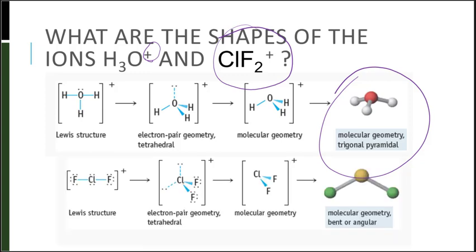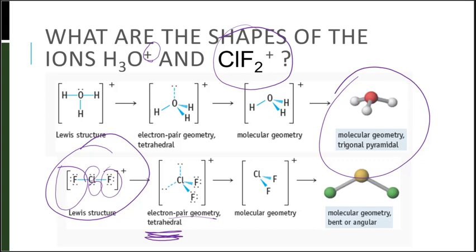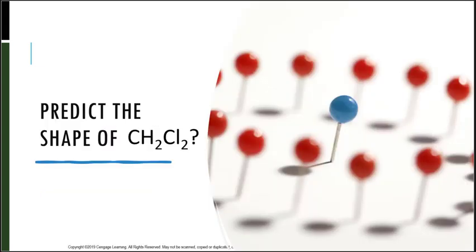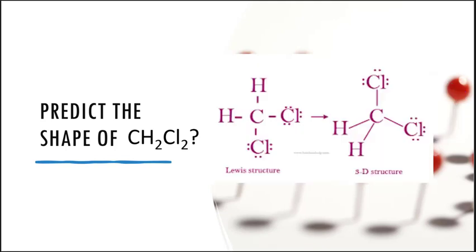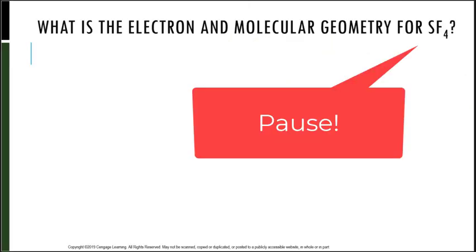ClF2+, hopefully you got that off of that chlorine there was 2 lone pairs and 2 atoms. So its electron pair geometry would be tetrahedral because there's 4 things coming off of it. 2 atoms, 2 lone pairs would be a bent structure. How about CH2Cl2? Pause the video here and try to build it. Our Lewis structure should look like this. So there are 4 domains coming off of that carbon, and they are all 4 atoms, so it would be a tetrahedral.